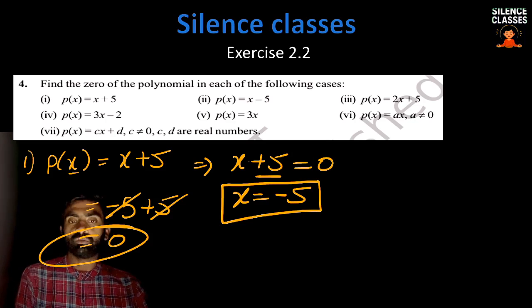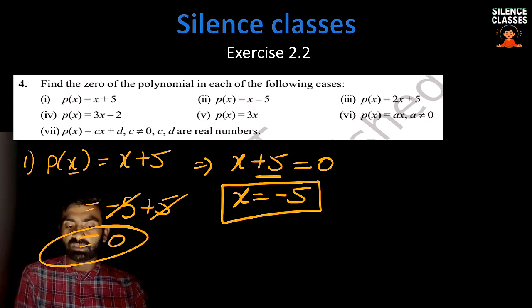So in this particular way, we have to find out the value of x. If we find out the value of x, that in place of x, what we will put to make the equation 0, we will get the 0 of the given polynomial. So this is the way we have to find out the 0 of the given polynomial.